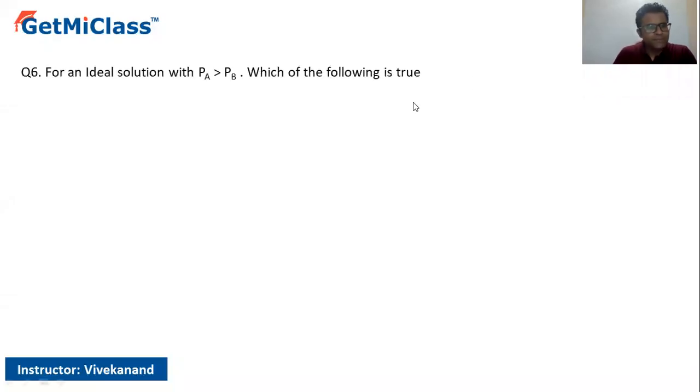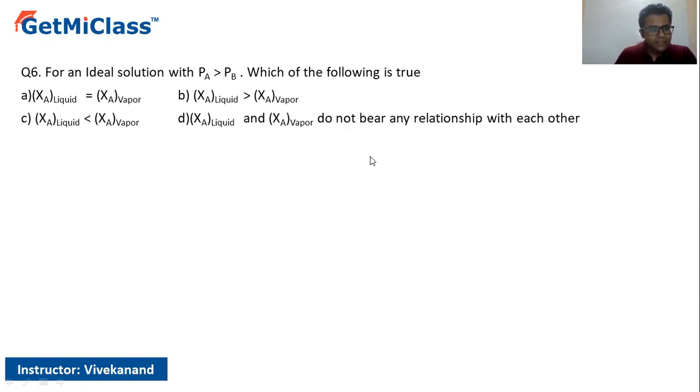Question number 6. For an ideal solution with PA greater than PB, which of the following is true? A. Chi A of liquid is equal to the chi A of vapor. B. Chi A of liquid is greater than the chi A of vapors. C. Chi A of liquid is smaller than chi A of vapors. D. Chi A and chi A of vapors and liquid do not bear any relationship with each other.